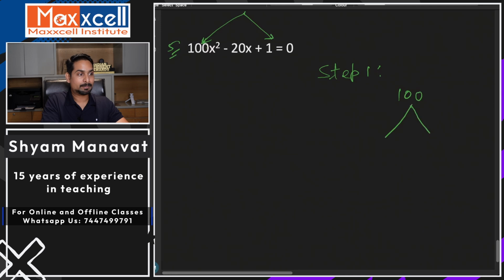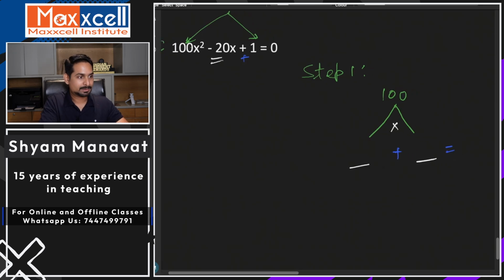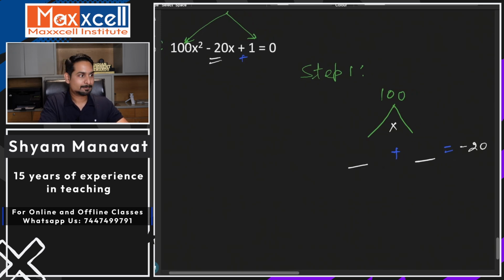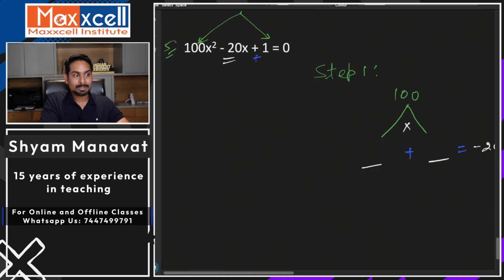Divide this 100 into 2 parts such that you get 2 numbers whose product should again get you 100, but their addition or subtraction? Yes, their addition, because the constant term is plus. So their addition should get you the coefficient of x. What is the coefficient of x here? The coefficient of x is minus 20. So the number you can choose here is what? 10 and 10.